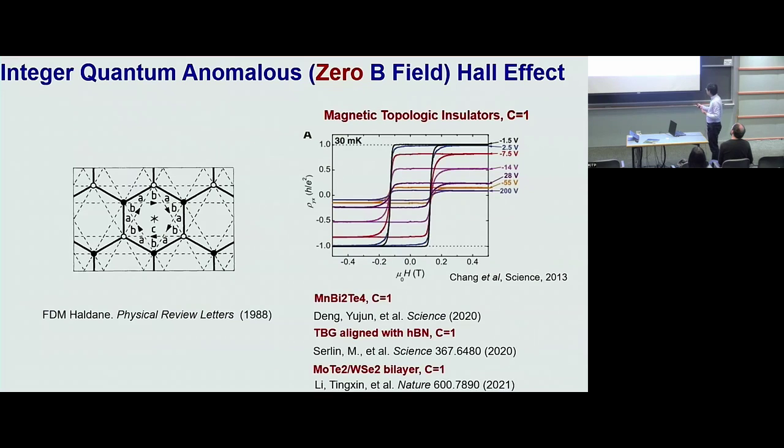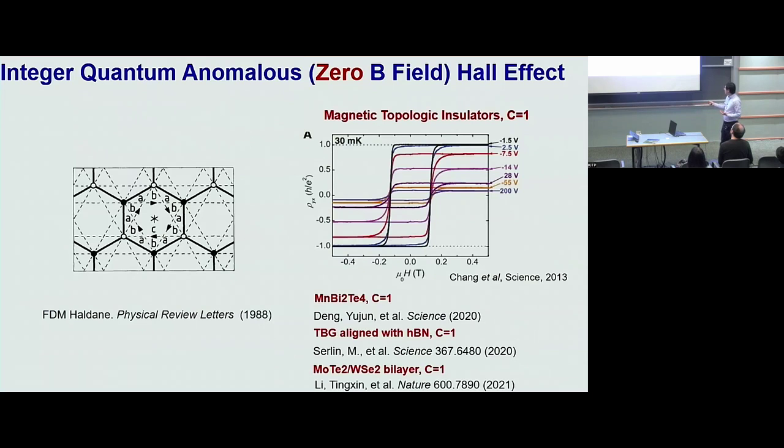After that, there have been several material systems where people observe similar h over e squared Hall resistance at zero magnetic field. They all have Chern number equals 1. Okay, I'm going to get back to this point later. So this is the integer version, and this doesn't really need a flat band.